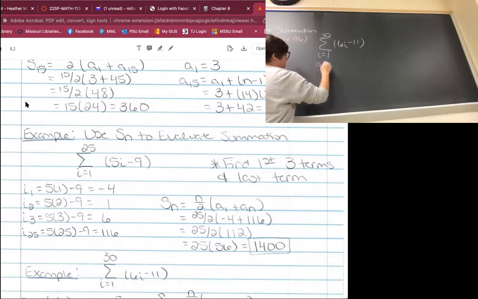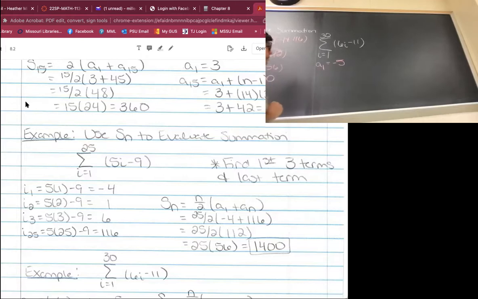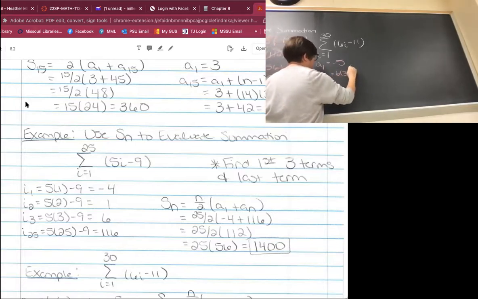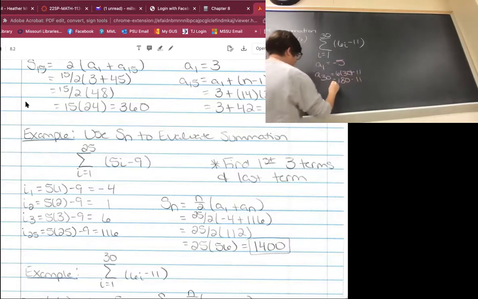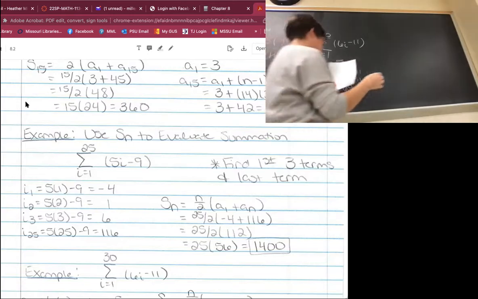So my first term is a sub 1, and that's when i is 1. So that'll be 6 times 1 minus 11, which equals negative 5. My last term will be a sub 30. That's 6 times 30 minus 11, which equals 180 minus 11, which equals 169. So now I have my first term and my last term.